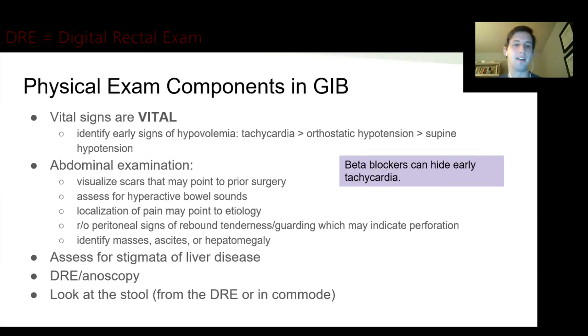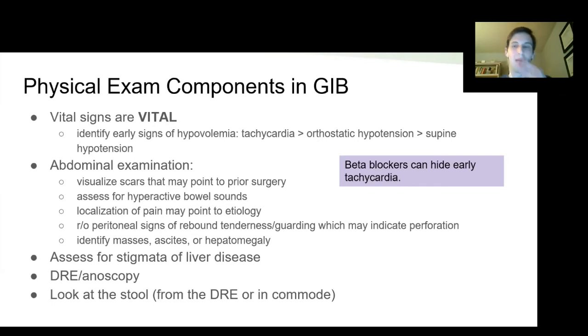And then there's also the underlying question mark. Do we need to do a DRE? Do we need to do an endoscopy? Some people will say absolutely yes, but some people would say no. It's kind of up in the air. But if you don't really know whether this is melena or hematochezia, you can do an anal exam and say, yep, this is black, this is tarry, or this is bright red blood.